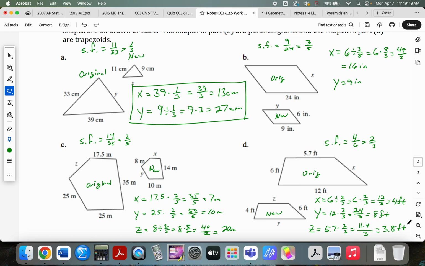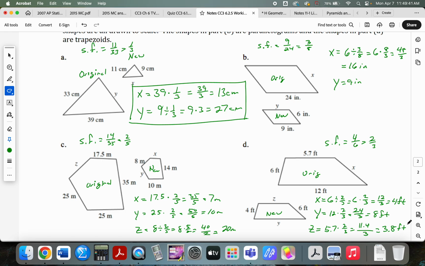That'd make it a lot easier. So anyway, what did you end up with for your answer? Yeah, 10 meters. It'll just be easier if you'll reduce your scale factor. Okay. All right, and then let's see.